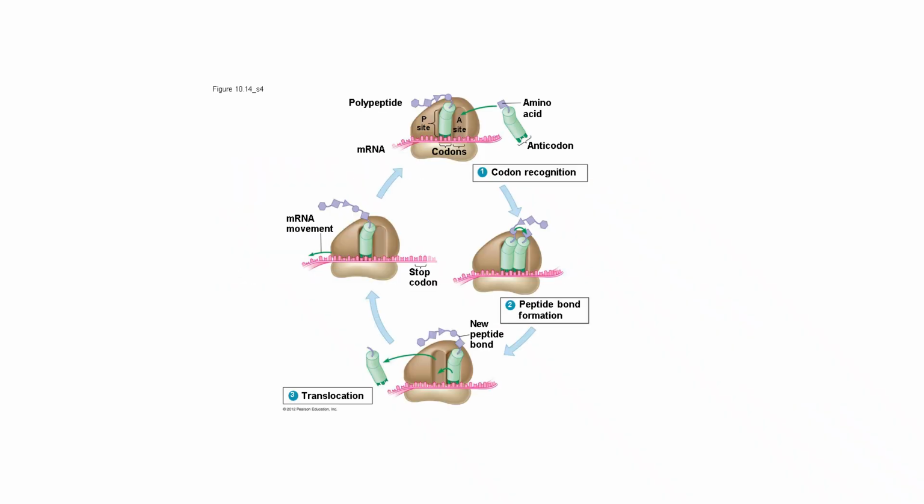This figure demonstrates the process of elongation visually. It shows codon recognition, peptide bond formation, and translocation, step by step. The cycle repeats until the ribosome reaches a stop codon, completing the translation of the protein.